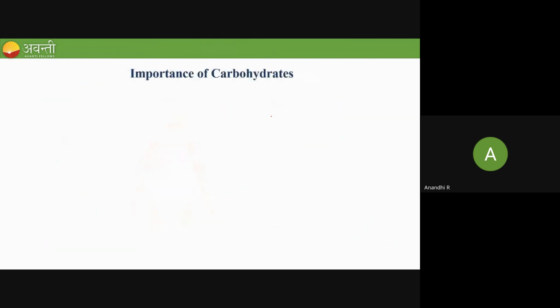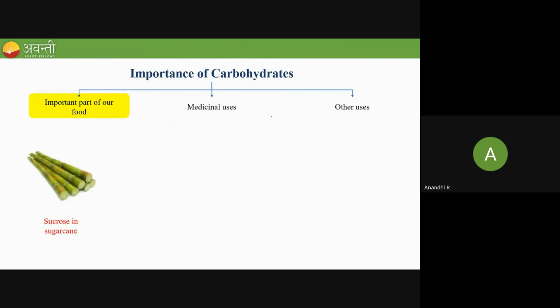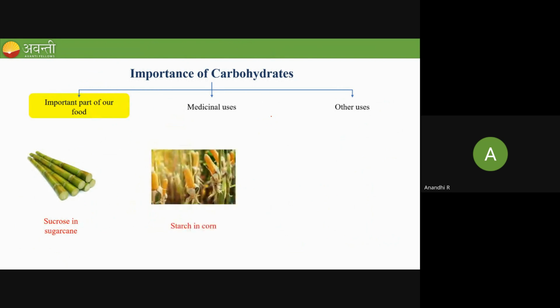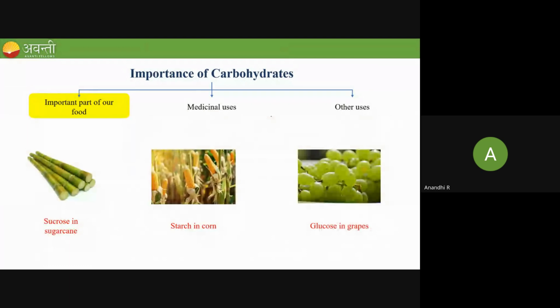Coming to the importance of carbohydrates, there are three main uses: important part of our food, medicinal purposes, and some other uses. Coming to food, we eat sugar cane, so sucrose is present there, which is a carbohydrate. In corn, starch is present, which is a polysaccharide. And glucose is present in grapes. So these are the importance of carbohydrates in our daily food.